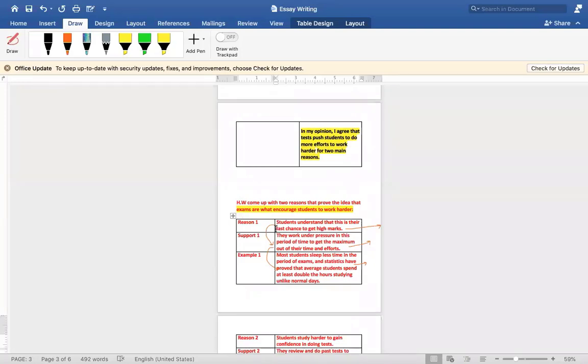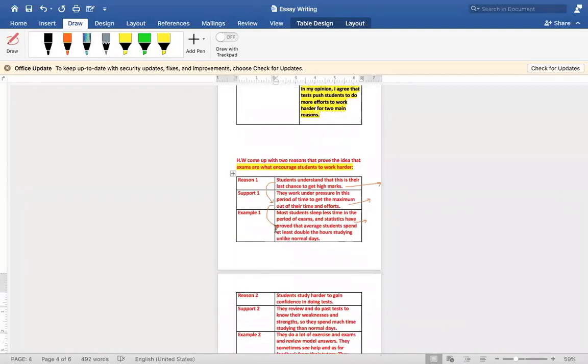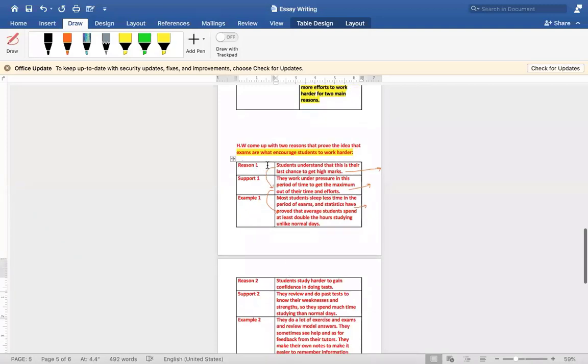If I hold my pen and write without thinking, my ideas will be very poor, will be unorganized, will be illogical. But if I plan my ideas first, if I think about the ideas first before I write the whole essay, my ideas will be logical and organized and meaningful. Like here, for example, I thought of the first reason. Students understand that this is their last chance to get high marks.